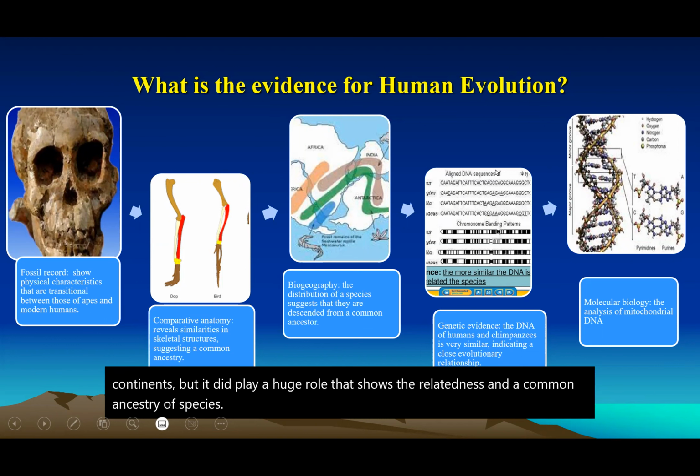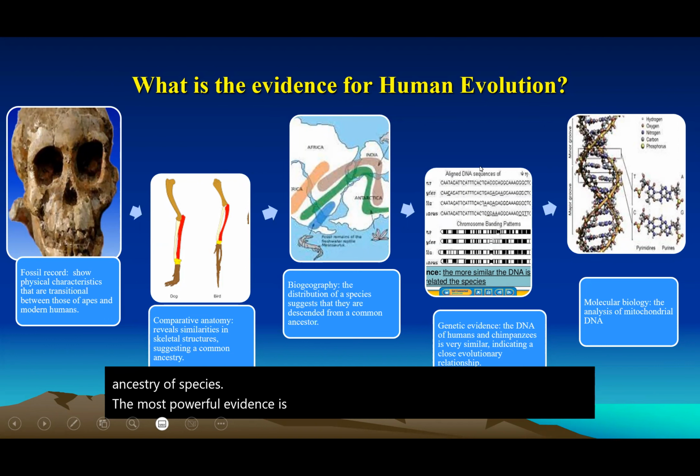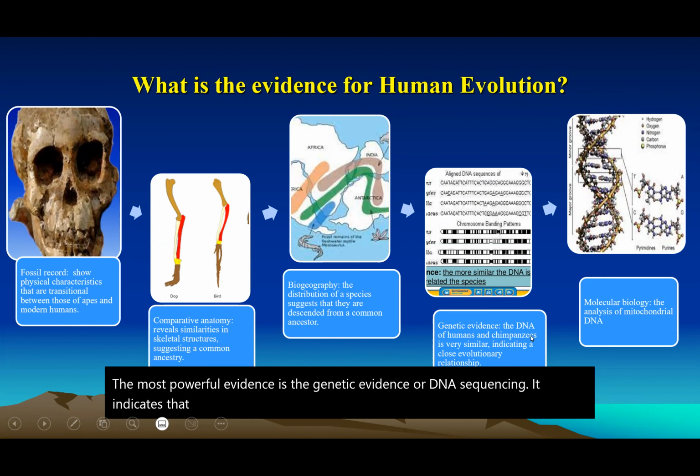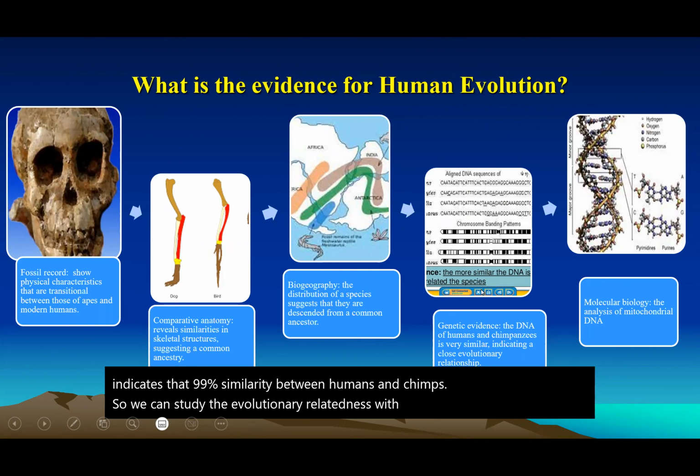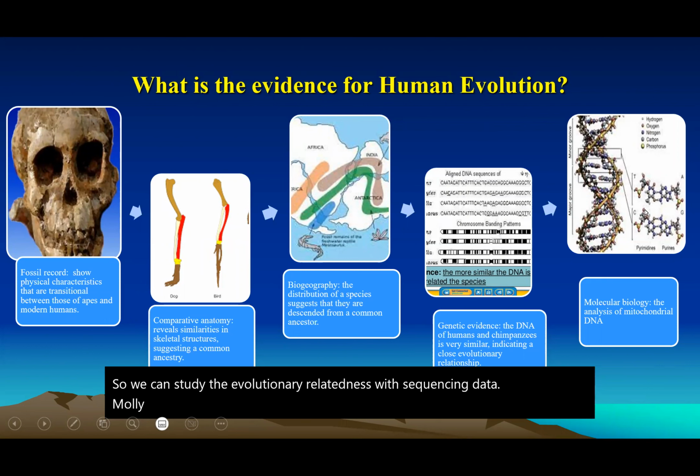The most powerful evidence is the genetic evidence or DNA sequencing. It indicates that 99% similarity between humans and chimps. So we can study the evolutionary relatedness with sequencing data. Molecular biology also plays a huge role. Like when you study mitochondrial DNA, it kind of gives conclusive evidence about relatedness.